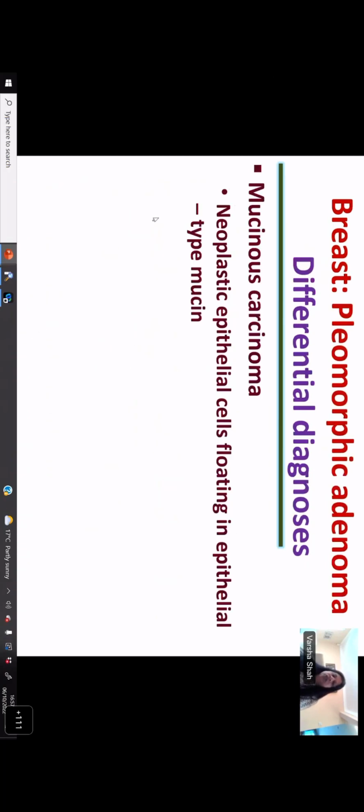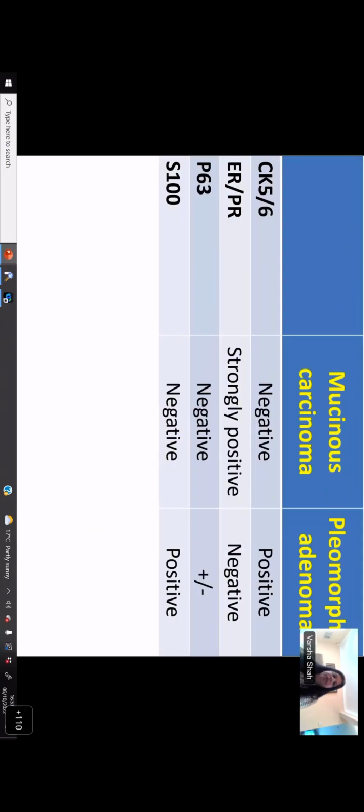What would be your differential diagnosis? Because of the myxoid stroma, it could look like mucinous carcinoma. But in mucinous carcinoma, again, like in fibroadenoma, I told you, the neoplastic epithelial cells form duct-like structures which are floating within proper mucin rather than myxoid stroma. And CK56 will be negative in mucinous carcinoma, while pleomorphic adenoma is positive, and negative for ER/PR. P63 may be positive or negative. In my case, it was completely negative. And S100 is positive in pleomorphic adenoma.